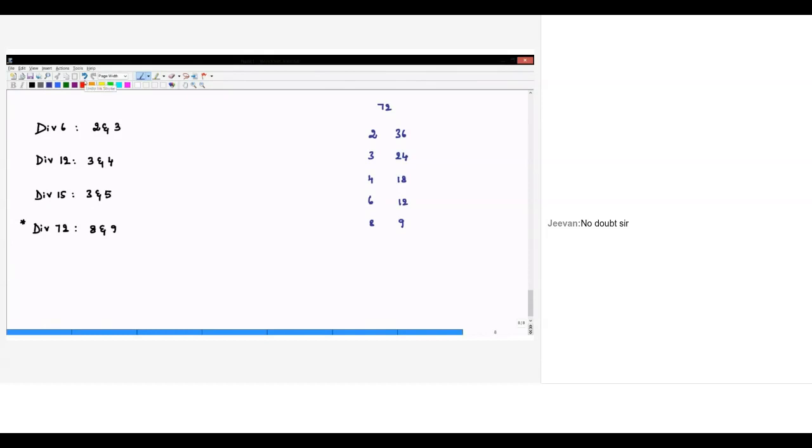But when it comes to divisibility rule of 72, I'll say it is divisible by 8 and 9. Can I say 2 and 36 and 3 and 24? If a number is divisible by 3 and 24, then the entire number is divisible by 72. Can I say so? We can't say that because you need to choose a co-prime pair of factors. Co-prime means they should not have any common factors. So you have chosen a co-prime pair, that is 8 and 9.